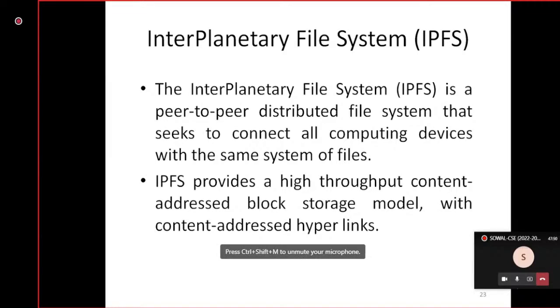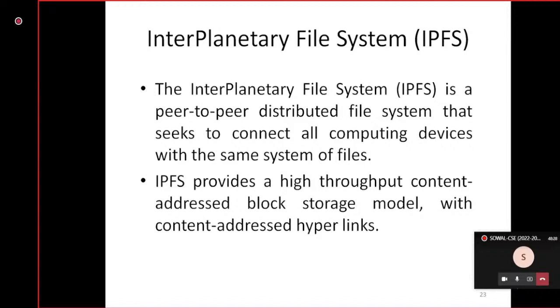Okay, so the InterPlanetary File System is a peer-to-peer distributed file system that seeks to connect all computing devices with the same system of files. IPFS also provides a high-throughput, content-addressed block storage model with content-addressed hyperlinks. As I said, the underlying architecture is a peer-to-peer network, and indexing of the blocks happens from the hash value of the particular block.